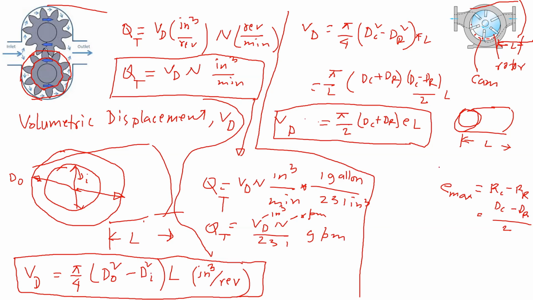To calculate the maximum eccentricity, use this equation. But if it's any other eccentricity, you should use this equation, and VD is there. Similarly, this VD can be converted to theoretical flow rate by simply multiplying by N. That would be the theoretical flow rate, and whatever conversion you need to do, if it's in gallons per minute or in international units, meter cube per second, we can convert as needed.